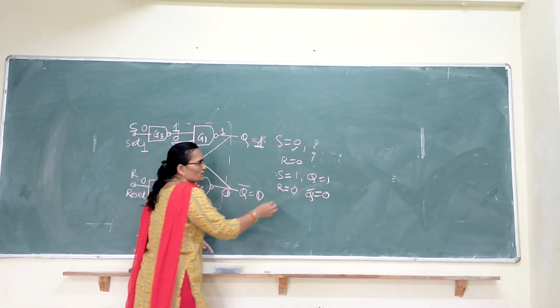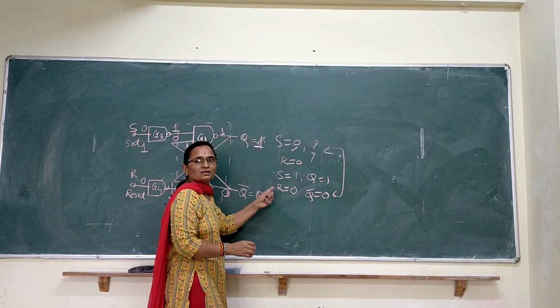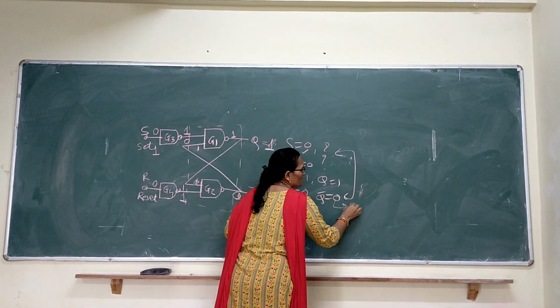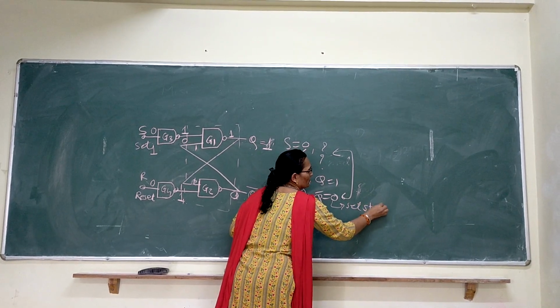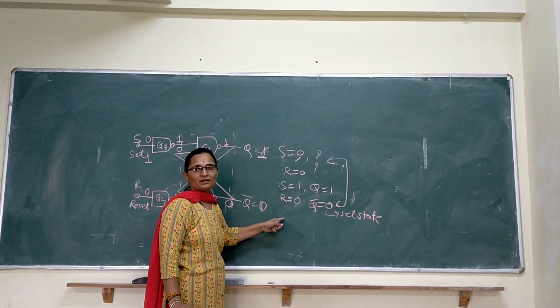This condition is called the circuit being in a set state. Set state means the output of your circuit is 1.